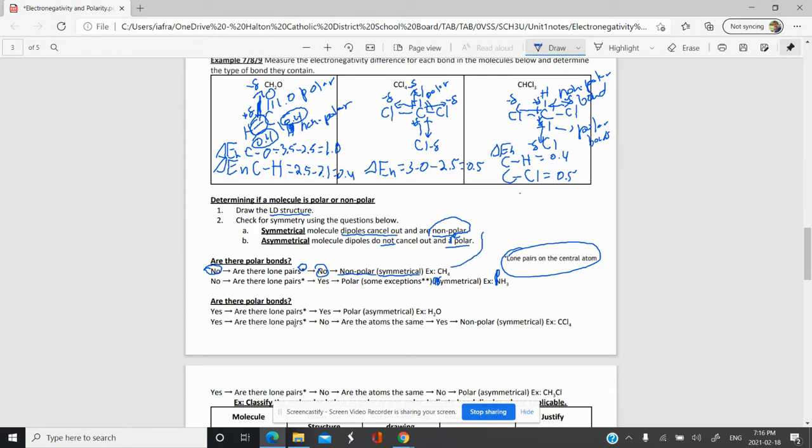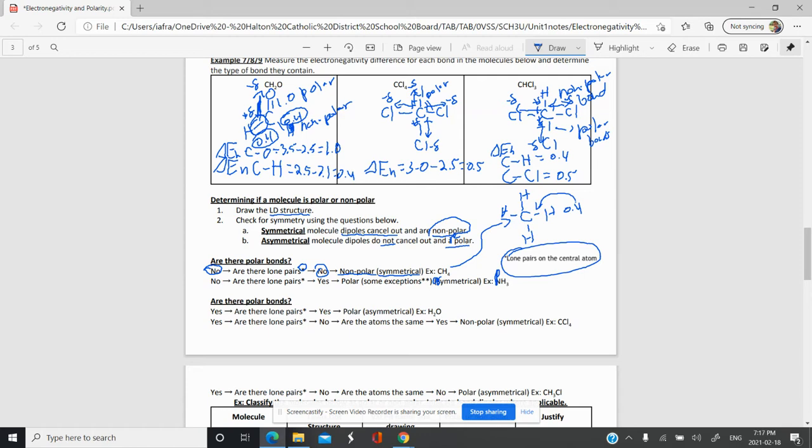If I were to draw its Lewis dot structure, let's do it over here. H, H, H, H. You calculate all the electronegativity differences, they're all 0.4, so all nonpolar bonds. There's no polar bonds. There's also no lone pairs around the central atom. So this molecule overall is symmetrical and therefore nonpolar.